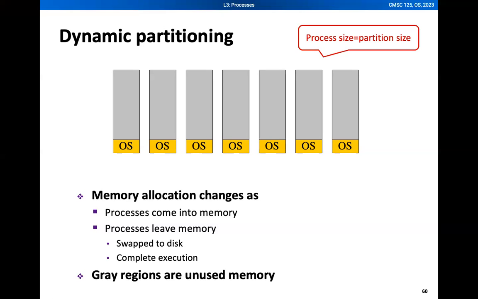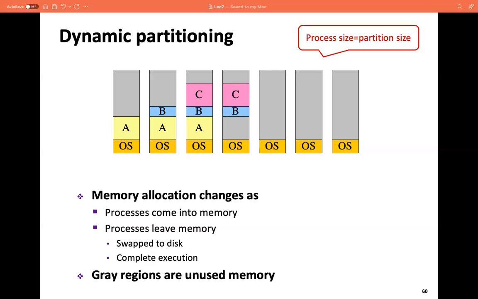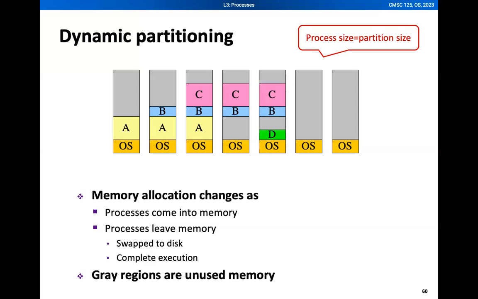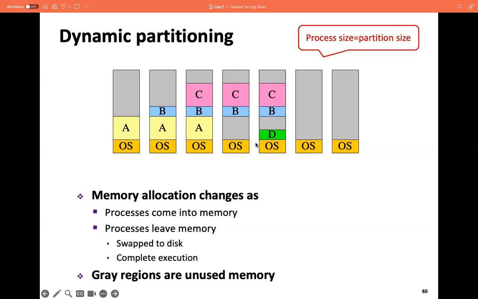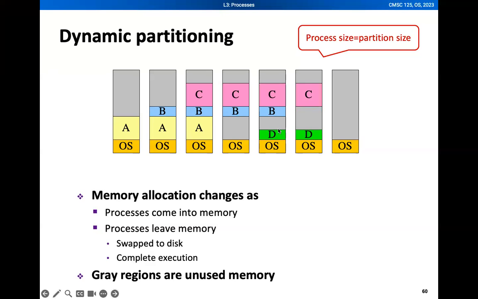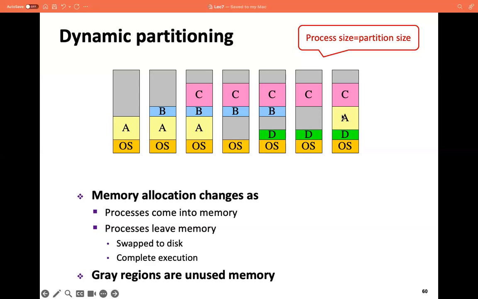So for example, here process A needs to be executed. So it is only given the memory that it requires. Okay, and then B, then C, and then A is swapped to disk, or it leaves the memory, and so it can be replaced by another ready process. And then B is done, and then A may be inserted in this unused memory where B has left.